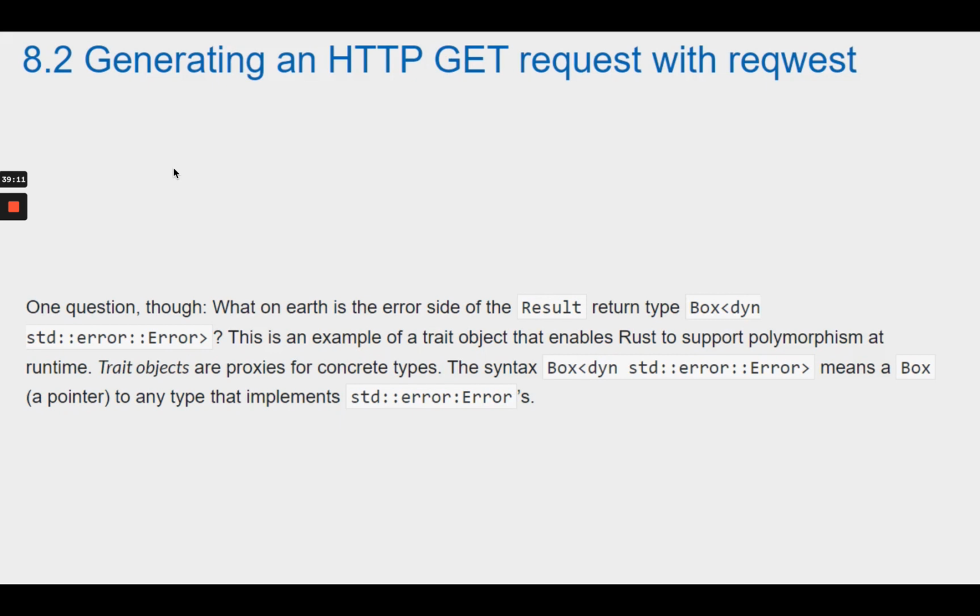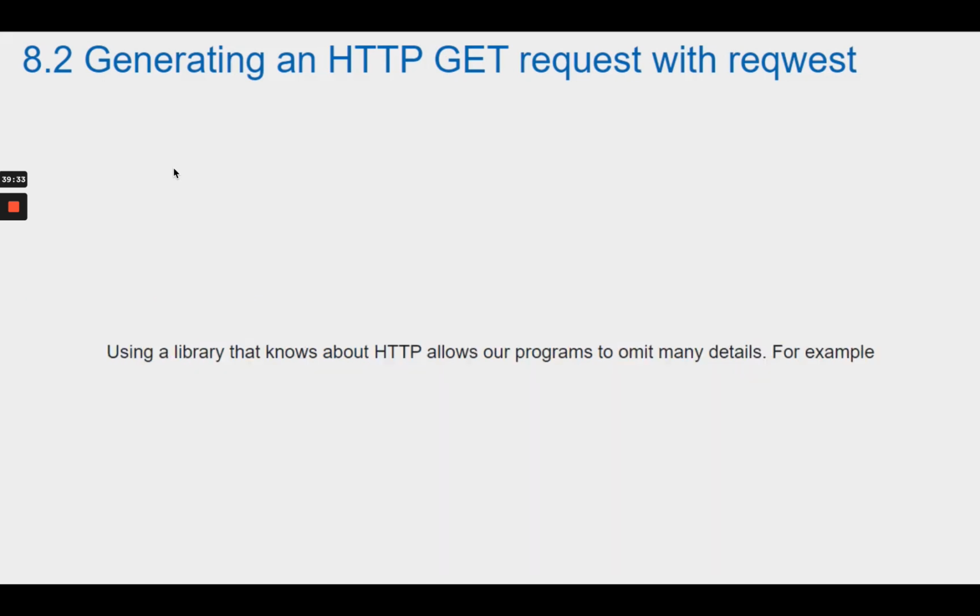This is an example of a trait object that enables Rust to support polymorphism at runtime. Trait objects are proxies for concrete types. The syntax Box<dyn std::error::Error> means a Box, a pointer, to any type that implements std::error::Error.